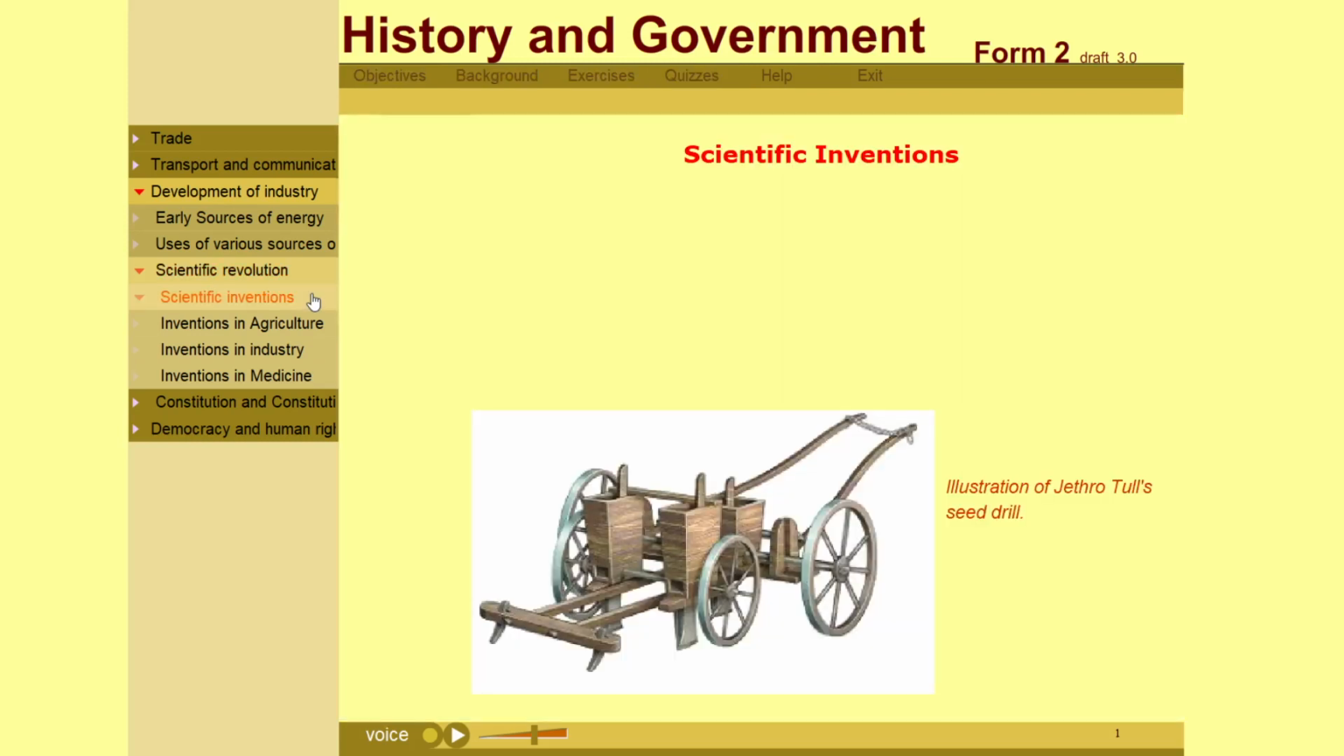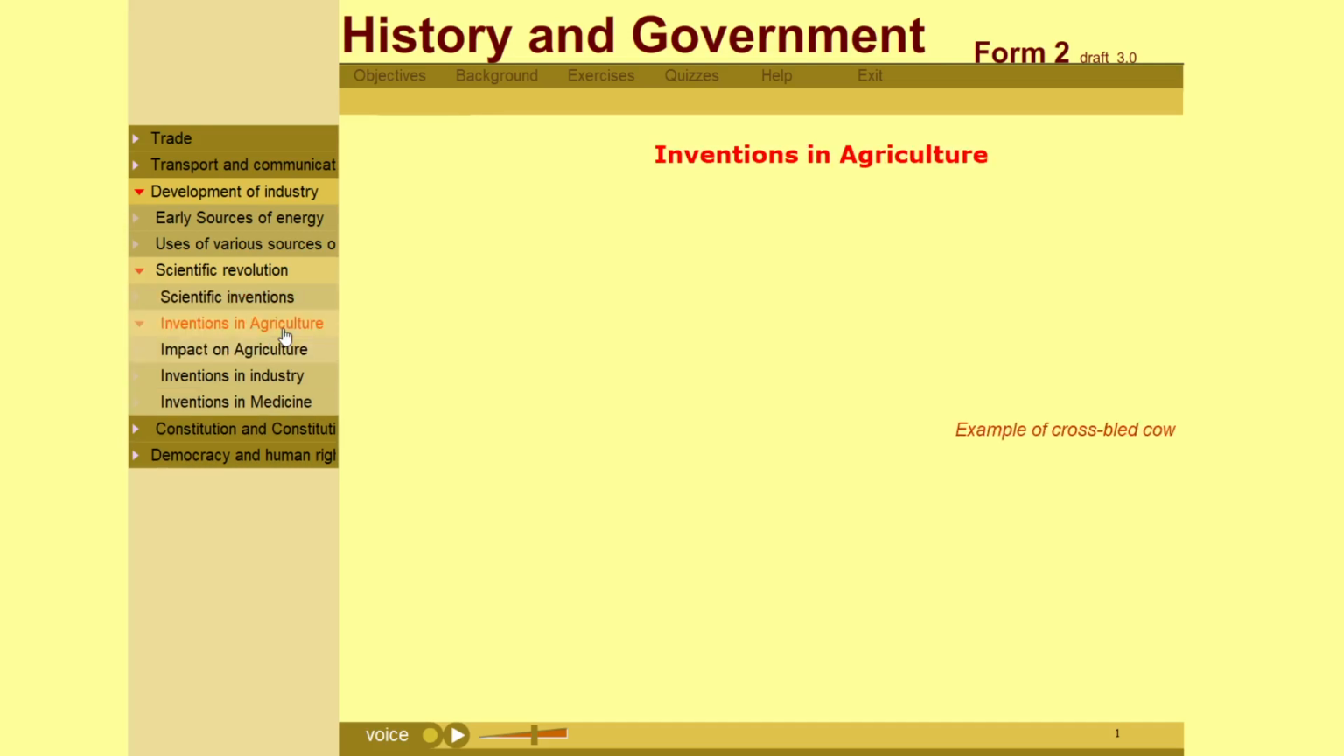There were several inventions made in the field of agriculture, industry, and medicine. Some of the inventions in agriculture include the art of crossbreeding animals, invented by Robert Bakewell, 1725 to 1795, invention of the seed drill that was invented by Jethro Tull, 1720, that of mechanical thresher, Andrew Meikle, 1786, and reaper invented by Cyrus McCormick, 1837.